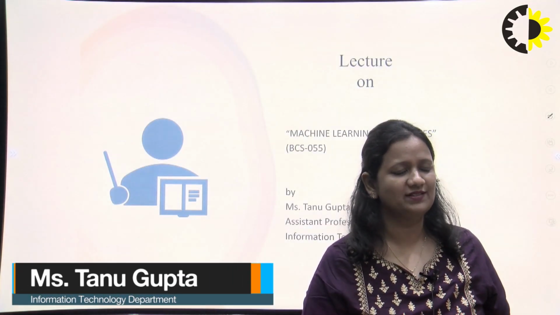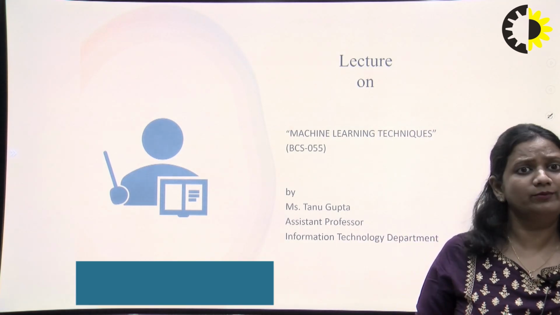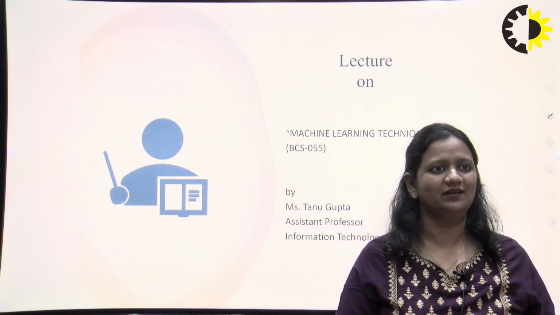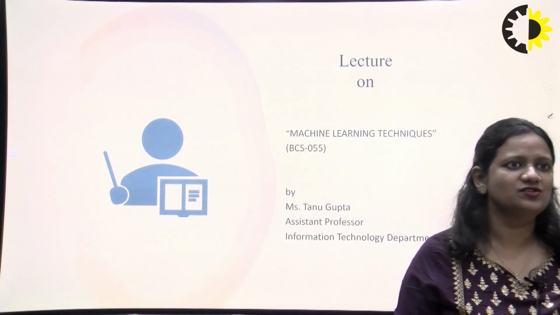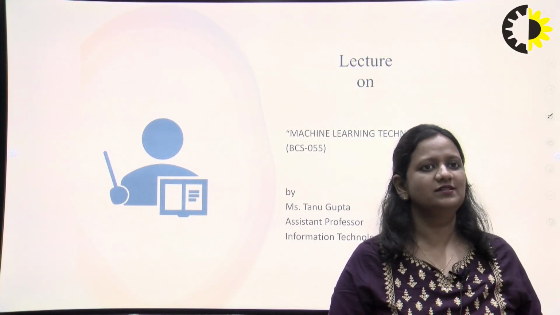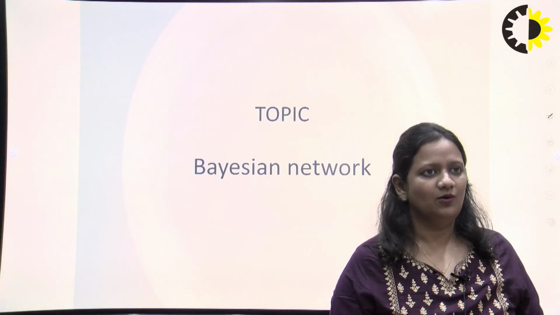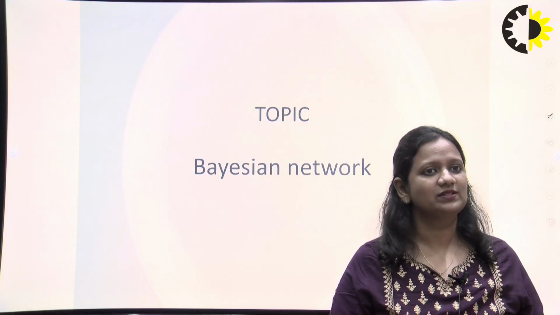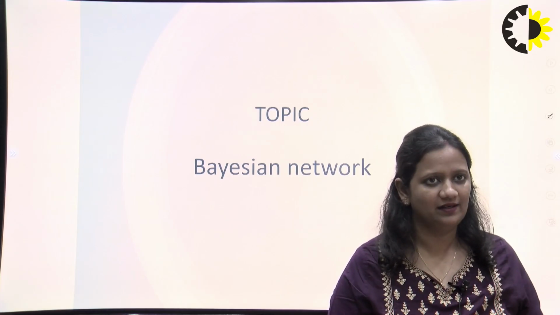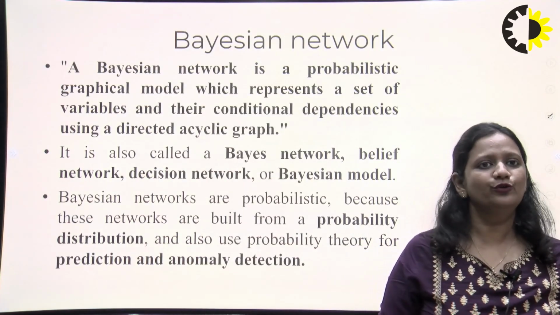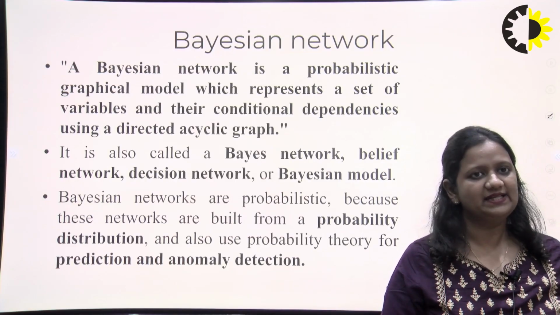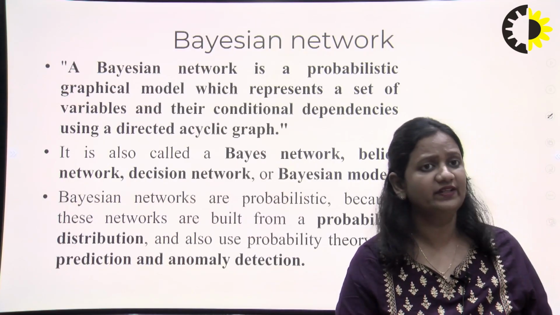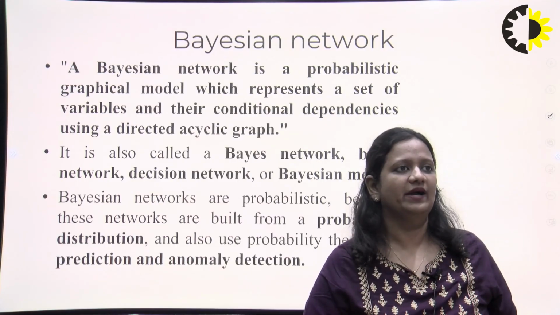Today I'm going to explain a very important topic, that is Bayesian network in machine learning techniques, which is a code BCS 055. Okay, so today we are going to discuss our topic Bayesian network. First we understand what is Bayesian network, what is Bayes, and further we explain what is Bayes theorem.